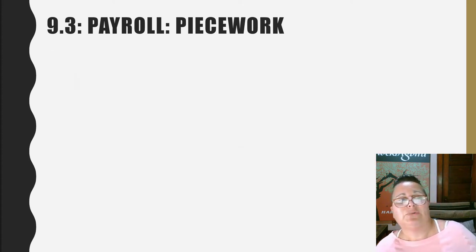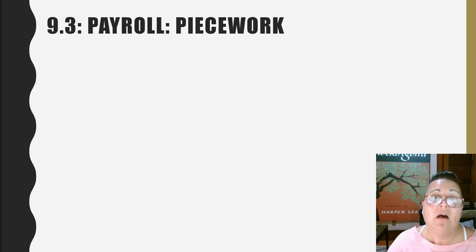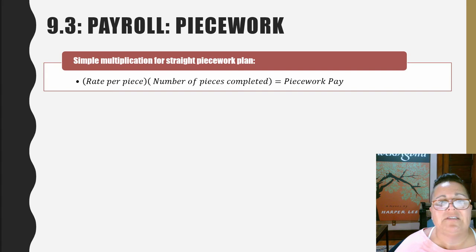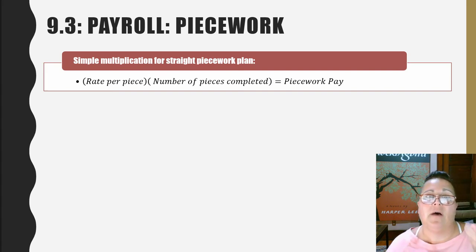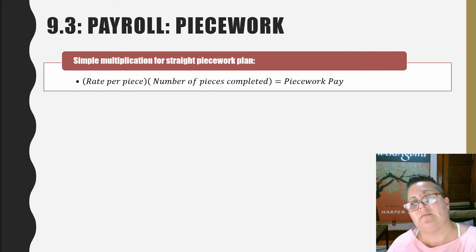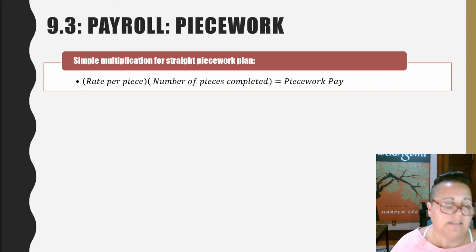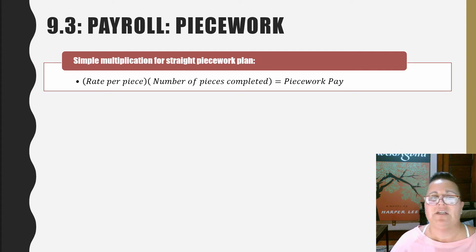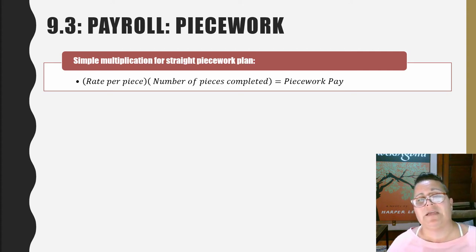We're going to talk about the way you calculate piecework. Now, if it's straight piecework, it's just a simple multiplication again. You take the amount of money you get per piece and you multiply that by the number of pieces completed. So if I get 5 cents for each additional banner I put together and I make 200 banners on my shift, then I get 5 times 200, which is an extra $10 in my paycheck.